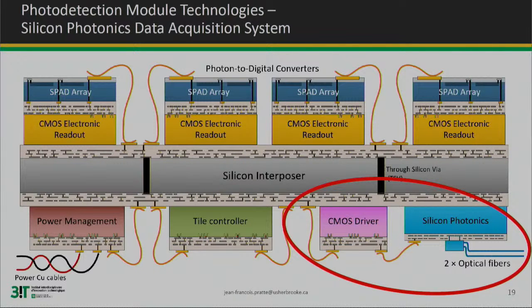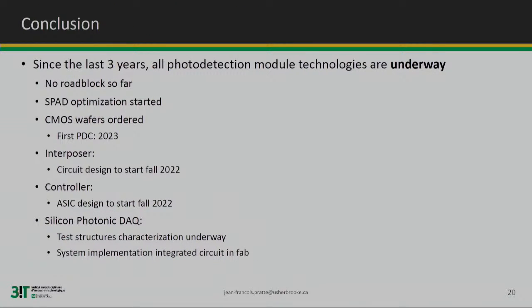Regarding the silicon photonic engine, I'm lacking time, so I will skip this, but I do have a backup slide if you want to ask questions. Then I move to my conclusion. Over the last 3 years, most of the modules are on the way. There is no roadblock. The SPAD optimization will start, because the SPADs we have now are meant to work, but we still have to improve them: improve the fill factor, improve the junction profile, and all this.